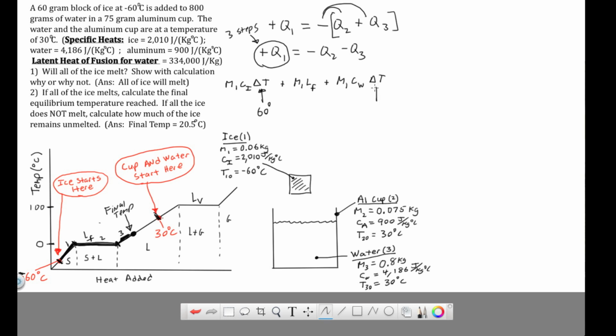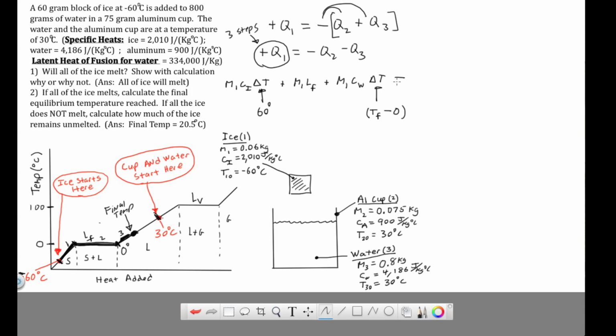Now this delta T right here, we're going to plug in T final, which we don't know, minus T initial, which is 0 for the ice. Right, so T final right here, we're going to call it just TF for temperature final. And then down here, the starting temperature for this step here is 0. So we end up with temperature final minus 0. Change is always final minus initial.